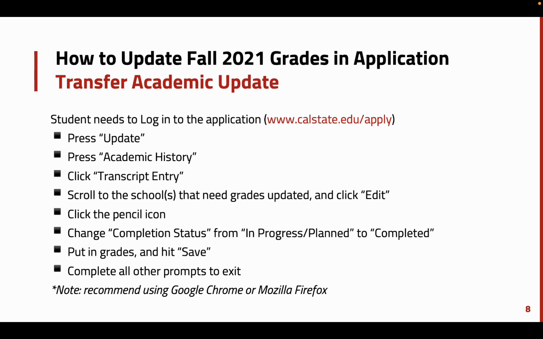You'll go to the semester that you're editing and click the pencil icon, and then you will have to change the completion status from in progress or planned to completed. And this is what allows you to actually enter the grades. So that's a really important step to not skip. You'll then put in your grades and hit save, and then complete all other prompts to exit. And as always, we recommend using Google Chrome or Firefox. They just tend to be the best in terms of the least number of glitches with the Cal State application.